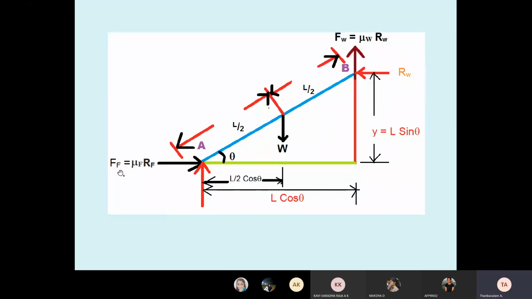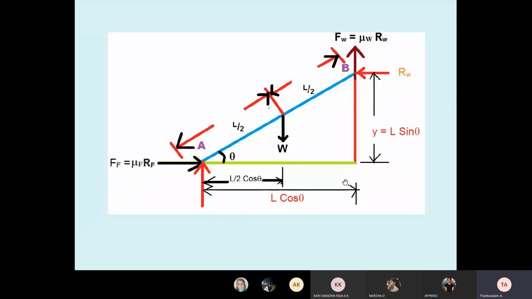Then we know friction. I told you already, whenever we say friction, F equals mu into R. Therefore, here I have written Ff, friction at the floor, equals mu F into Rf. Similarly, Fw equals mu W into Rw. Students, the friction at the floor is different and the friction at the wall is different, because they are two different surfaces. That's why mu W here and mu F here.